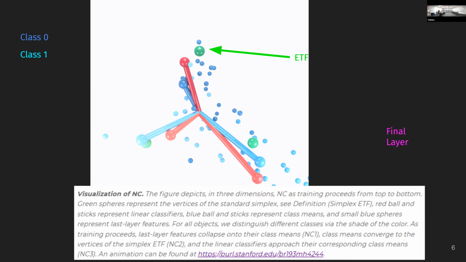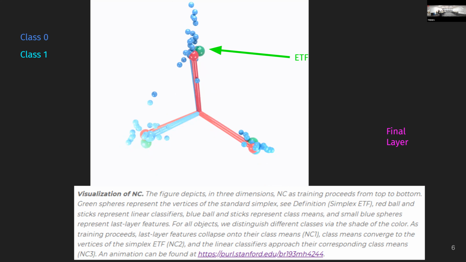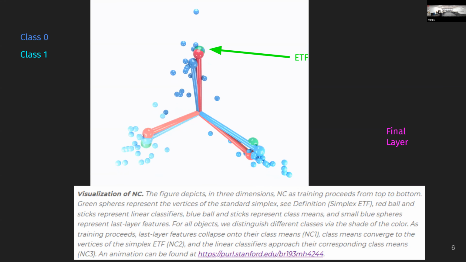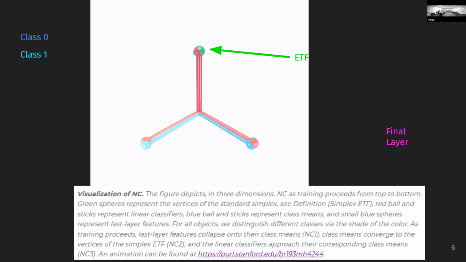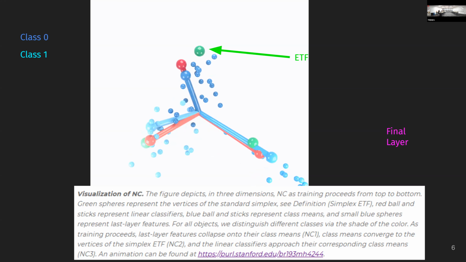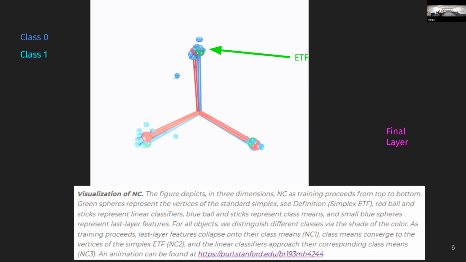So you can see all the balls, the individual samples, clustering into this simplex, and the class means are also aligning here. I mean, that just makes sense, right? Because the classes are kind of squishing into this ball.